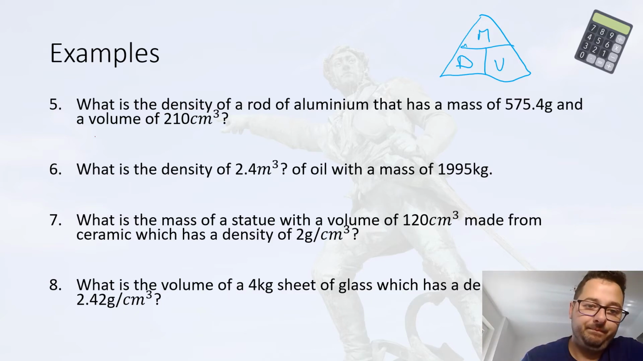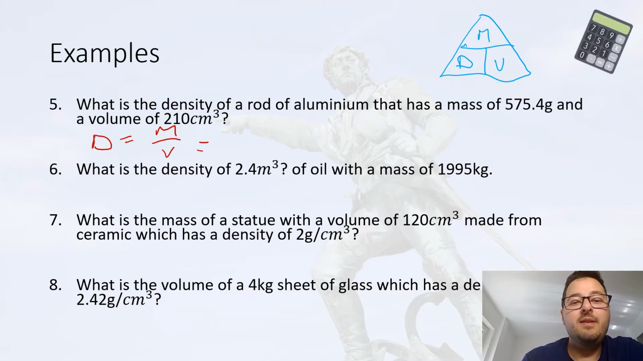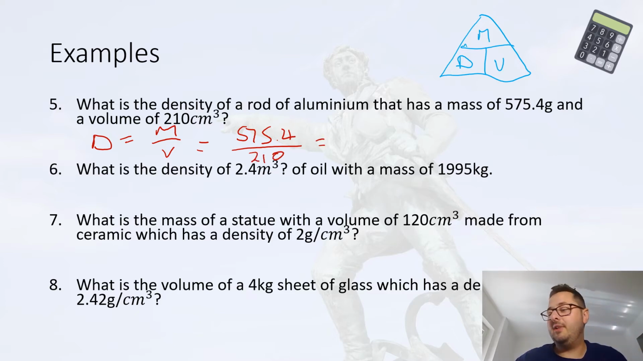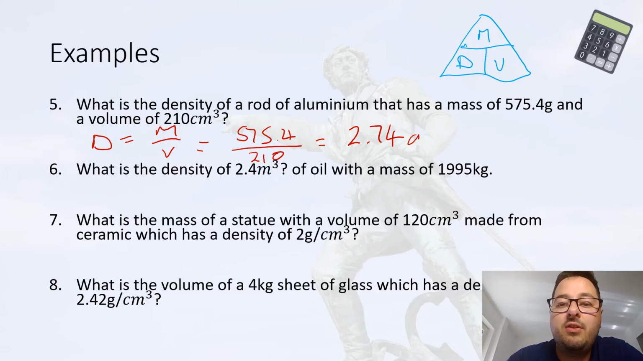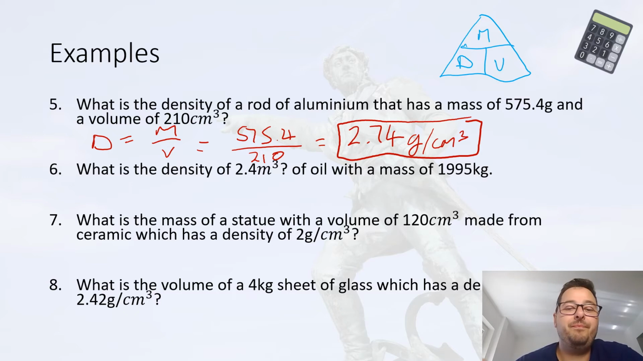Alright then, so density is mass over volume. The mass is 575.4. The volume is 210. So I'm going to get the calculator out. 575.4 over 210, and I get 2.74. What are the units? Well, the mass was in grams and the volume was in centimeters cubed, so it's grams per centimeter cubed.